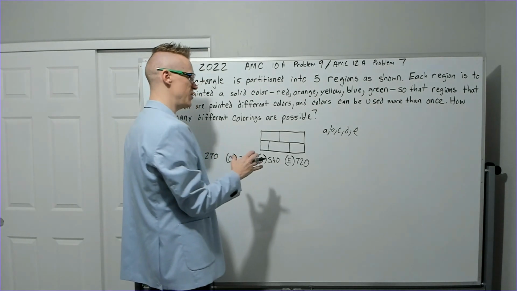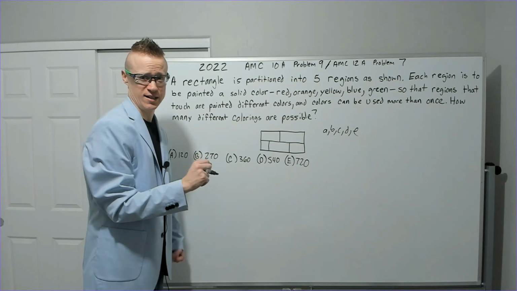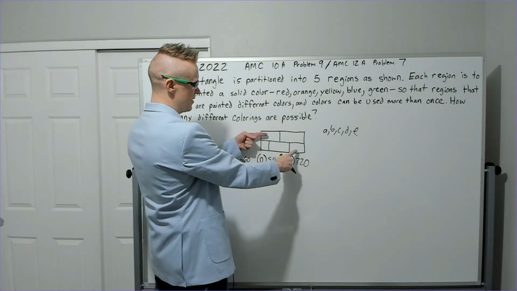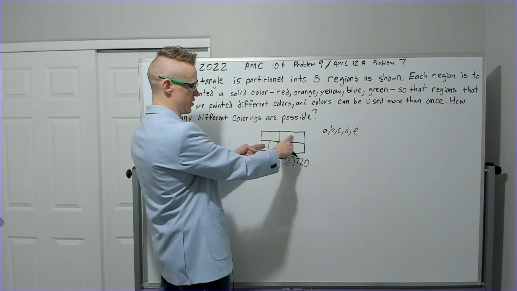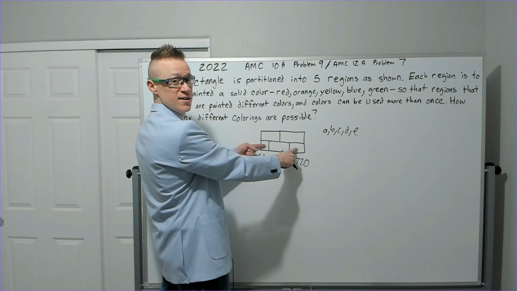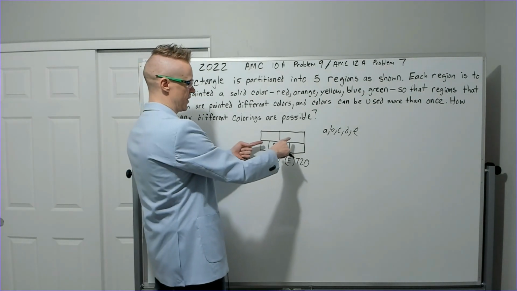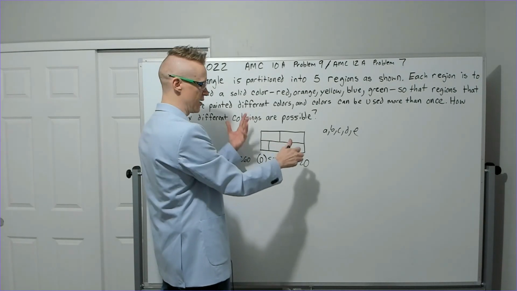You have kind of 2 approaches here. One, you could do casework. So for casework, it would be something like these 2 could be the same or different, these 2 could be the same or different, and these 2 could be the same or different. And you could do all of the cases where like these 2 are the same and these 2 are the same. That'd be like one case.